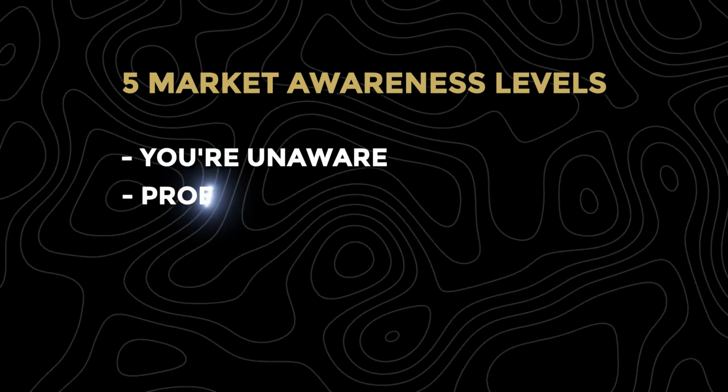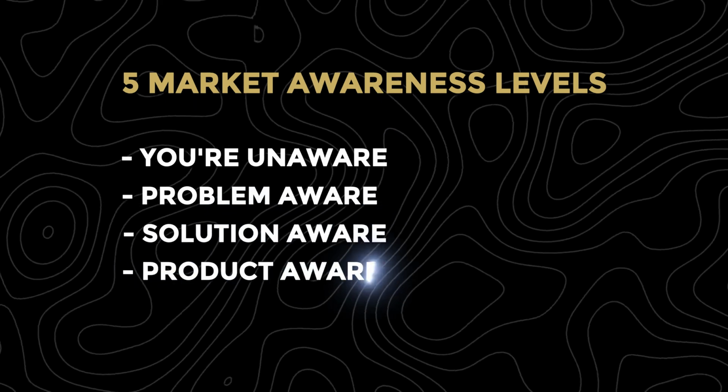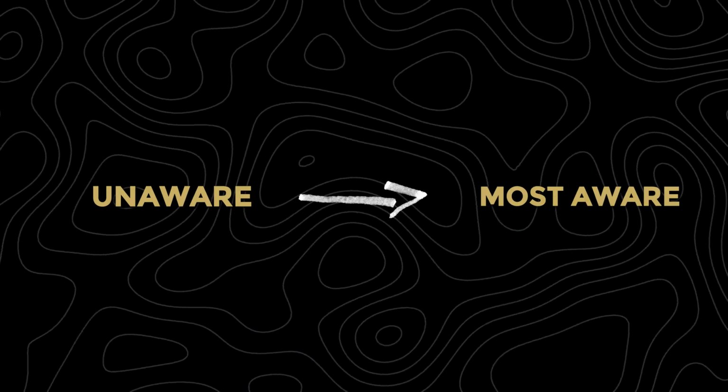So again, as a reminder, the 5 market awareness levels are the following. You're either unaware, problem aware, solution aware, product aware, or most aware. So decide which awareness level is the strongest or most likely to be shared amongst your audience. Keep in mind that can be anything. You can target your audience from unaware to most aware, but there will be a conglomerate of people within a specific awareness level most of the time.